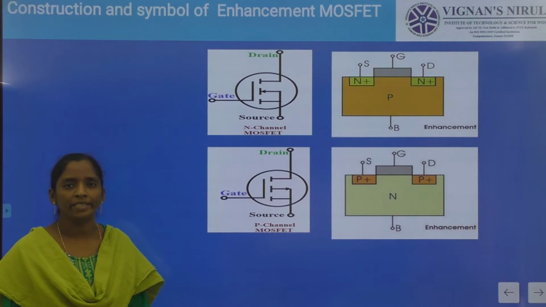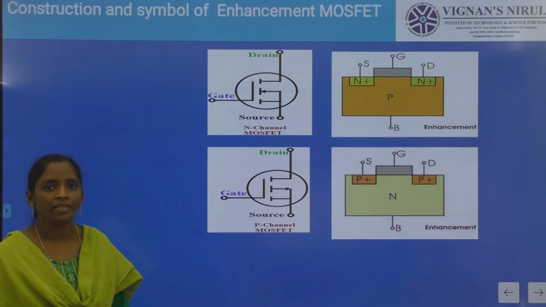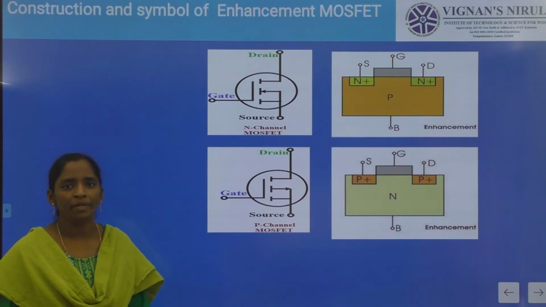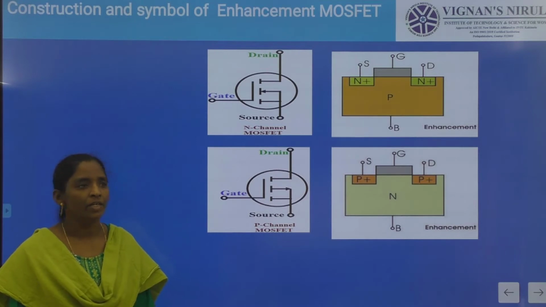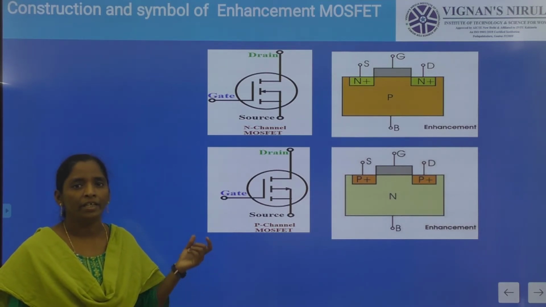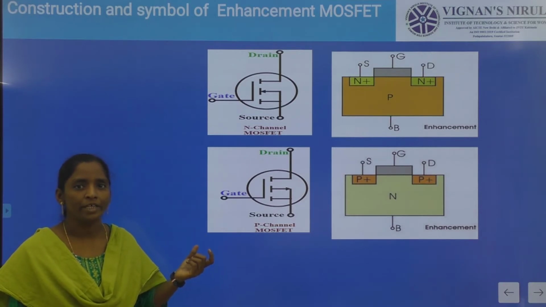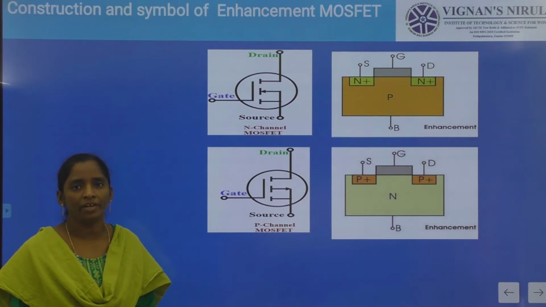What does MOS mean? Metal oxide semiconductor. FET means field effect transistor. It is also known as the insulated gate FET, that means IGFET, insulated gate FET.